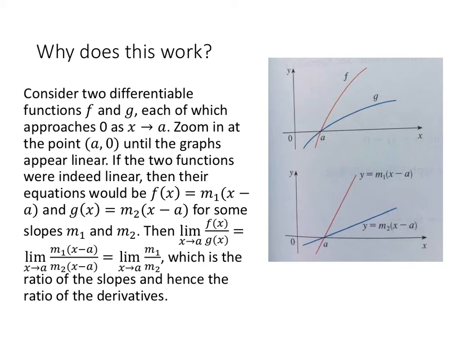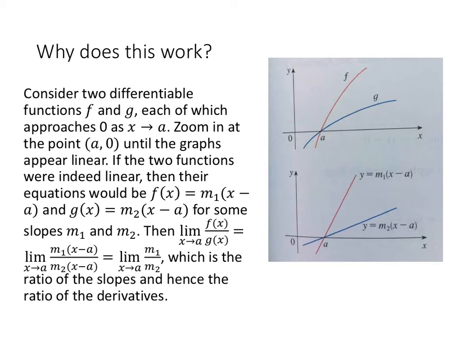In this slide, we seek to provide an intuitive justification for a special case of L'Hopital's rule. On the right, you'll see a graph on the top of two functions, f and g, both of which are 0 at x equals a. So if you take the limit as x approaches a of f over g, you're going to naturally be led to the 0 over 0 indeterminate form.